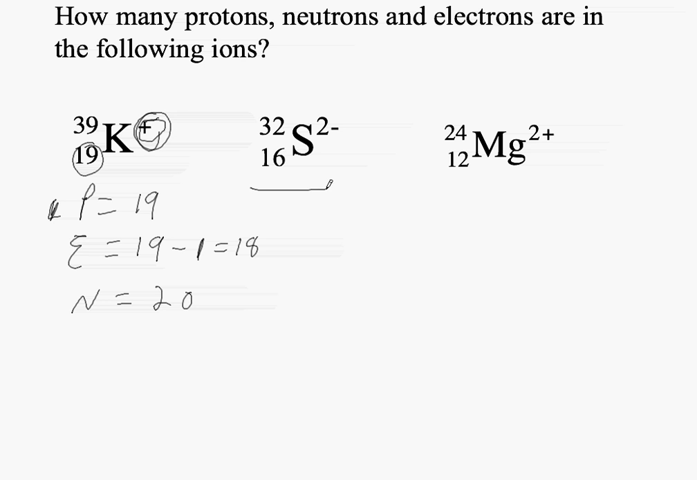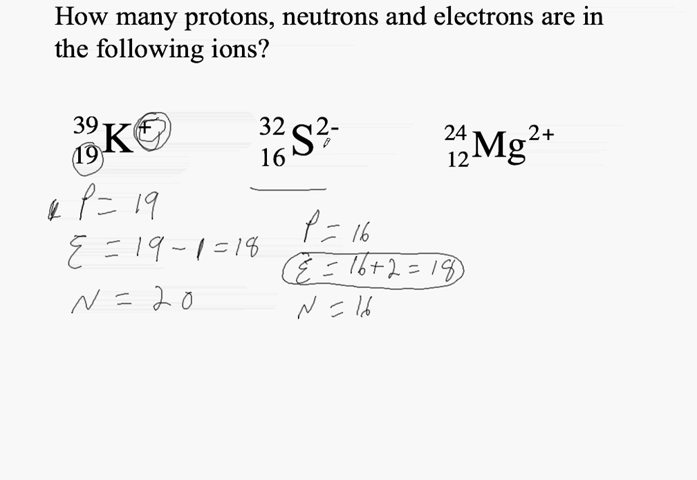Let's look at sulfur. The number of protons here is going to be equal to 16. The number of electrons here is going to be equal to 16 in this instance plus 2, which gives us a total of 18, and the number of neutrons is going to equal 16. So here, it gained 2 electrons. That's why the overall charge of the atom is -2. So the number of electrons that it has is going to be 18 as opposed to 16 if it was a neutral atom.